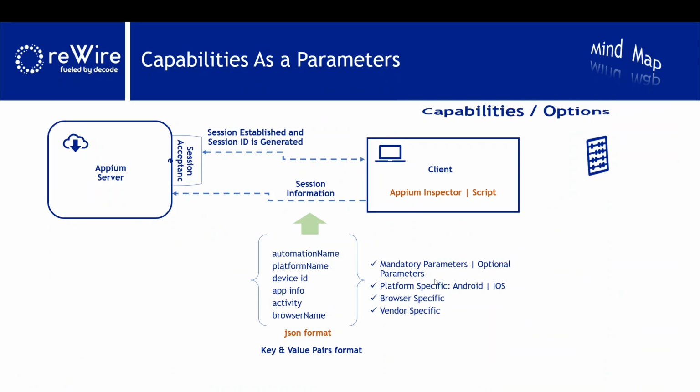Then there are mandatory parameters and optional parameters, and platform specific parameters also, and browser and vendor. Suppose one vendor has provided any driver, they have to provide the parameters as well. Without that one, their driver cannot work. Okay, they're all available in the vendor documentation once they are releasing the particular driver to the global. Okay, so this is about quick capabilities as the parameters.